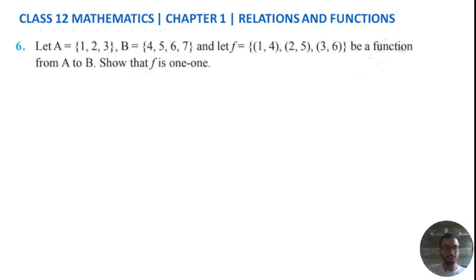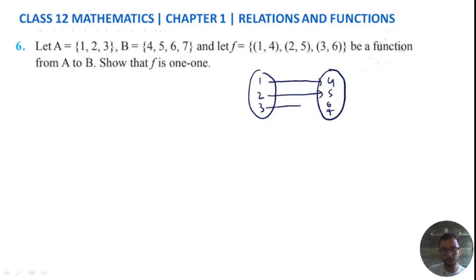The next question is: let A equal 1, 2, 3, B equal 4, 5, 6, 7, and f is a function defined something like this. 1, 2, 3 is our domain, and this is our codomain: 4, 5, 6, 7. 1 is mapped to 4, 2 is mapped to 5, 3 is mapped to 6. This is our function f.